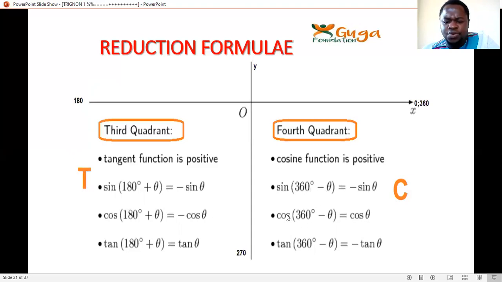Negative sine theta. So cos of 360 minus theta, which quadrant? Fourth quadrant. Is cos there positive or negative? Positive. Is it a cofunction or no? It will be the same, cos theta. Tan of 360 minus theta, which quadrant? Fourth quadrant. Is tan there positive or negative? It's negative. It's not a cofunction, so it will be negative tan theta.